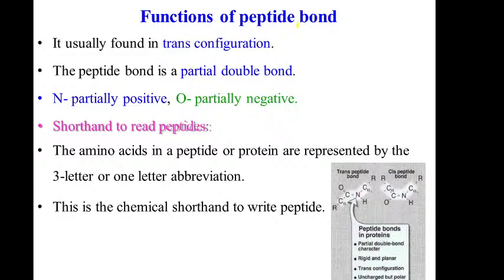It is usually found in trans configuration. The peptide bond is a partial double bond, N partially positive, O partially negative. Shorthand to read peptides: the amino acids in a peptide or protein are represented by the 3-letter or 1-letter abbreviation. This is the chemical shorthand to write the peptide.